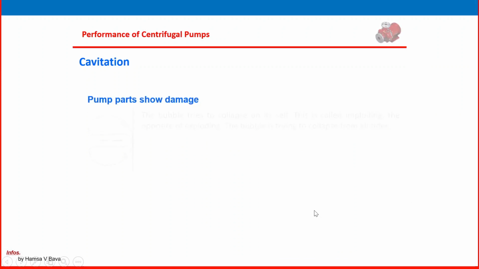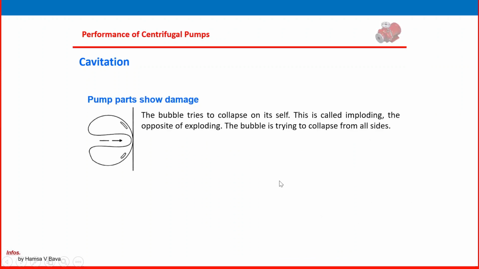Pump parts show damage. The cavitation creates internal damage to the parts. The bubble tries to collapse on itself. This is called imploding, the opposite of exploding. The bubble is trying to collapse from all sides.